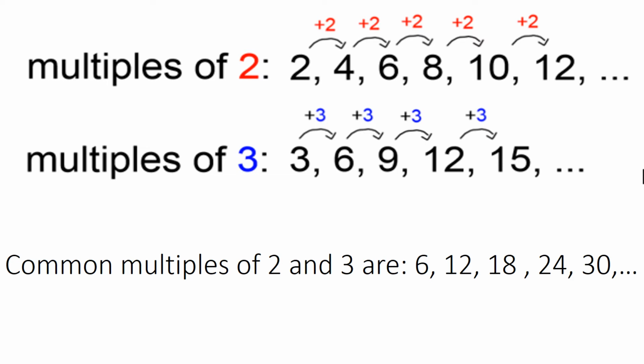What are the common multiples here between 2 and 3? 6 and then 12. If you move on, you will get 18, 24, 30 as multiples. If you increase the multiples, you will get more. Yes. So I hope you all understood about the multiples and its common multiples.